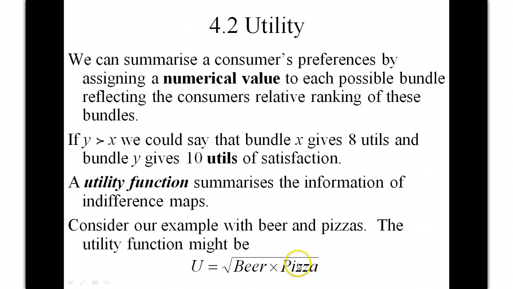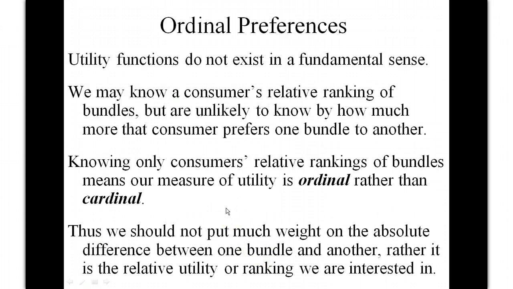Multiply the units of both goods. So beer is the units of beer, pizza is the units of pizza. Multiply them together and get the square root. So utility functions do not exist in a fundamental sense. We don't have this concept out there where we can measure utility. There isn't a utility thermometer that says you got 10 units of utility from that good. So we may know a consumer's relative rankings of bundles, but are unlikely to know by how much. But by how much doesn't really matter. What we need is the order.